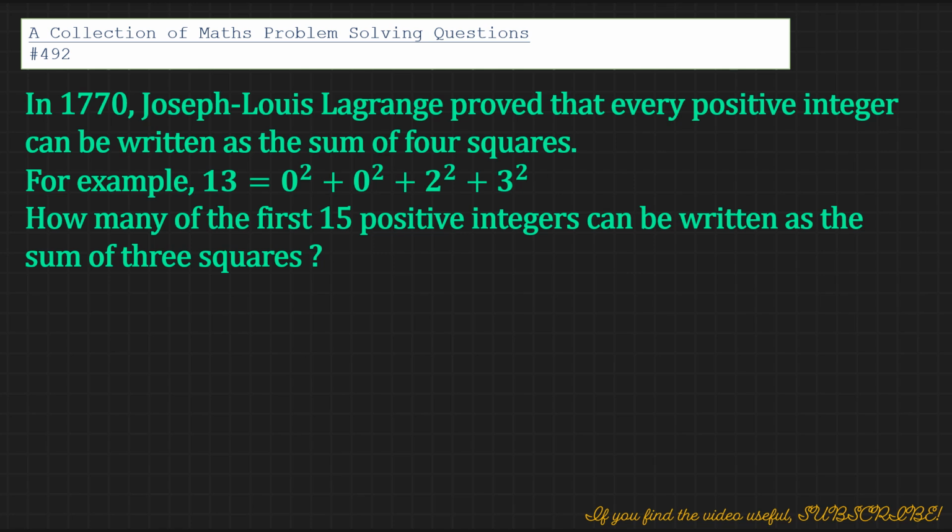In 1770, Joseph Louis Lagrange proved that every positive integer can be written as the sum of four squares. For example, 13 equals 0 square plus 0 square plus 2 square plus 3 square. This theorem is known as the four-square theorem: every positive integer can be written as the sum of four squares.